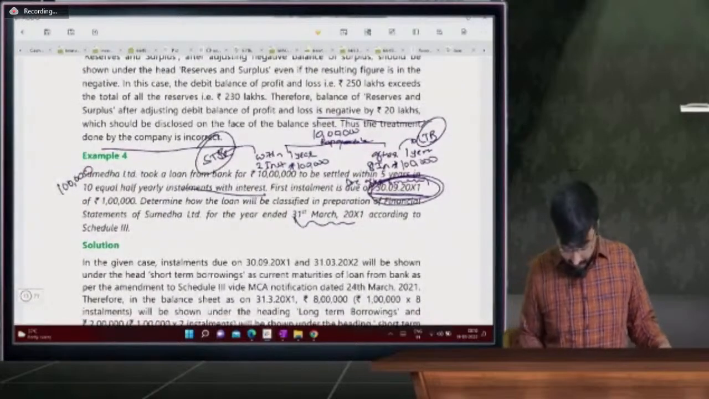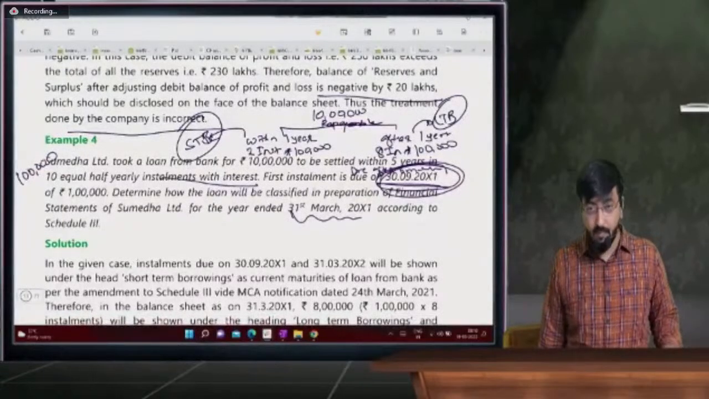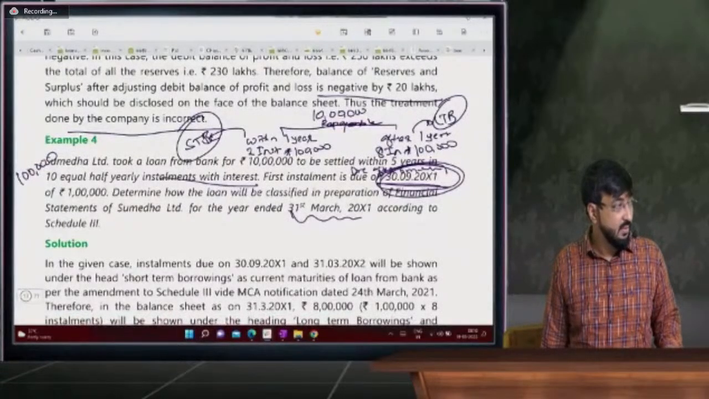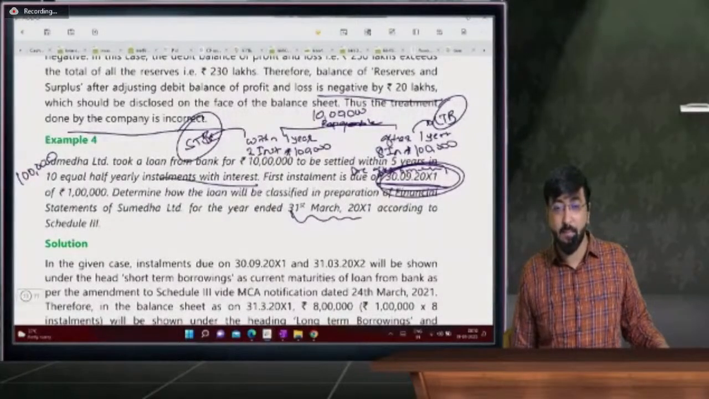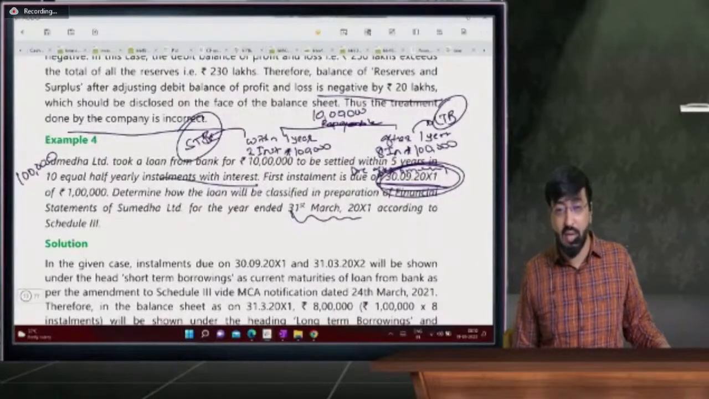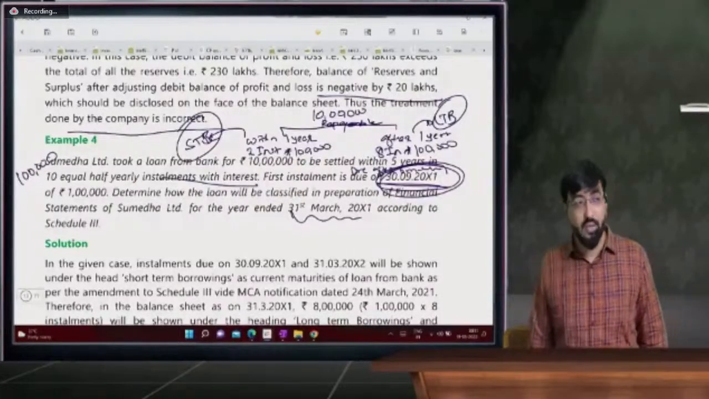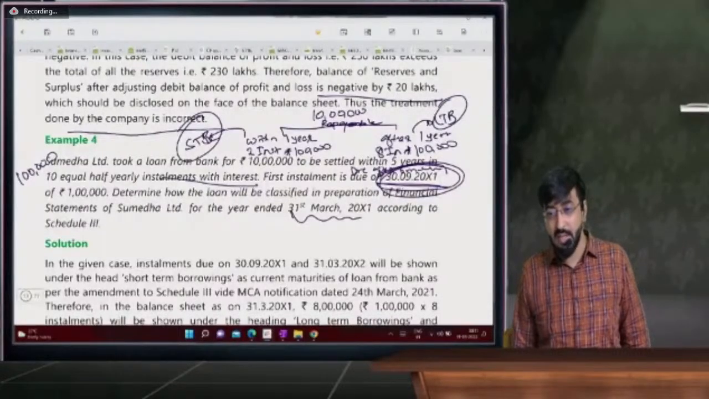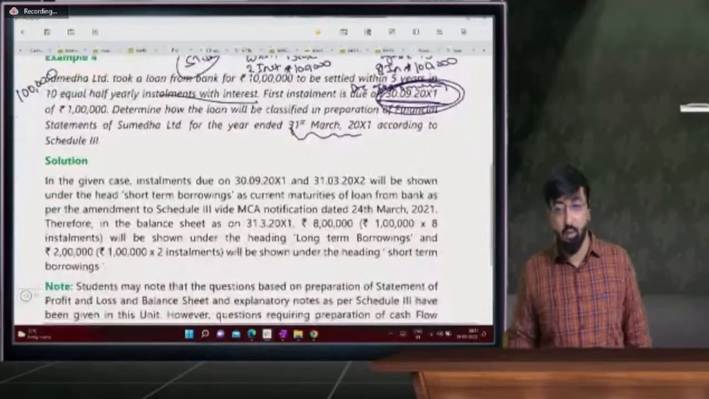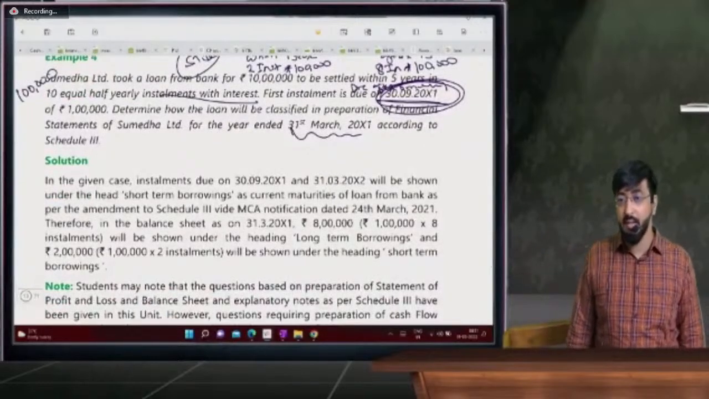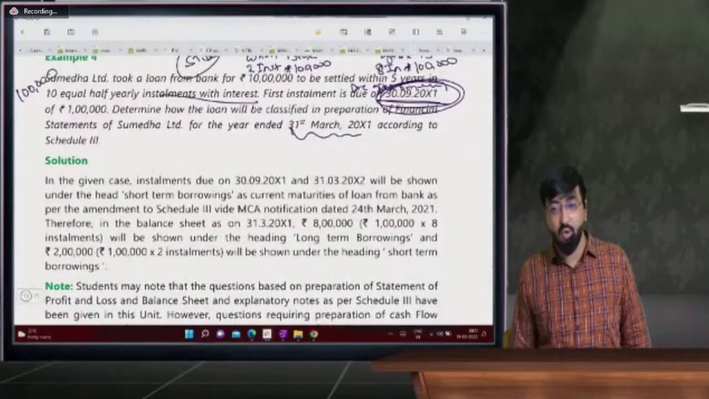Installment amount is 1 lakh, 10 installments. So 10 lakhs divided by 10 is 1 lakh rupees. And the first installment of 1 lakh is due on 30th September. So within 1 year, we are paying 2 installments, and what is very important is that it will be under short-term borrowings and the remaining under long-term borrowings. Whatever falls within 1 year, 30th September 2001 and 31st March 2002, has to be paid within one year, and the rest comes after that.